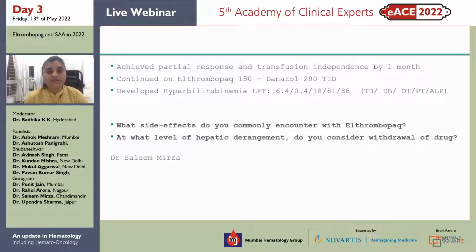He achieved partial remission. He was transfusion independent by 1 month. He was continued on eltrombopag, 150 and danazol TID. He developed some hyperbilirubinemia for which no intervention was done. Dr. Salim Mirza, I would like to check with you what kind of side effects you commonly encounter with eltrombopag, and at what level of hepatic derangement do you consider withdrawal of the drug?